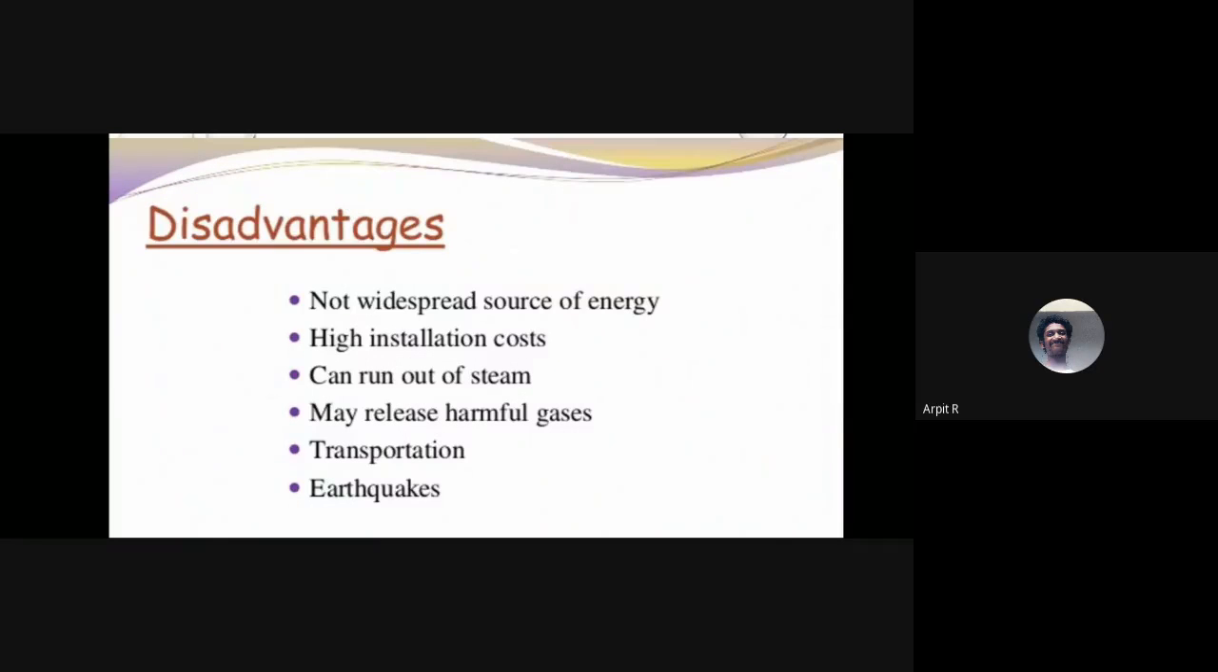Then the disadvantages: it's not a widespread source of energy, high installation cost, can run out of steam, may release harmful gases, transportation, and earthquakes.